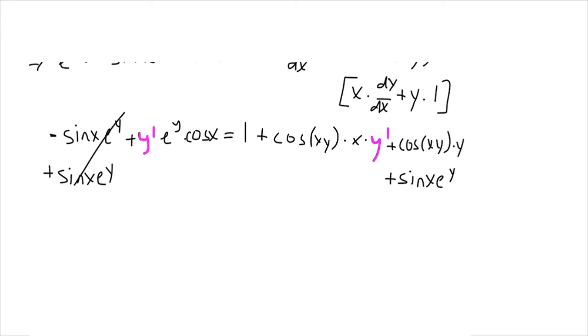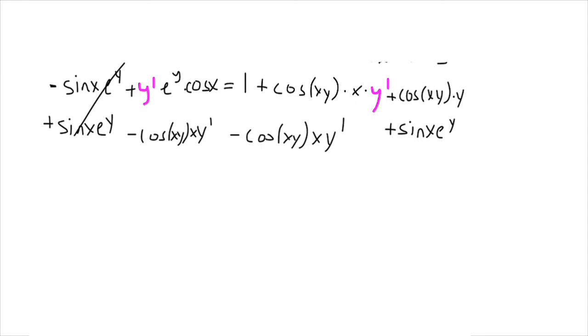Now, incidentally, though, I also wish to move this guy over here, right? Because he's got a y prime. So I'm going to subtract cosine of xy x y prime on both sides, minus cosine of xy x y prime. So now it's just some nasty algebra. So on the left-hand side, what do we have? We have y prime times e to the y times the cosine of x minus the cosine of the quantity xy times x times y prime. And you'll notice each time I'm trying to write y prime in a different color so we can see it.